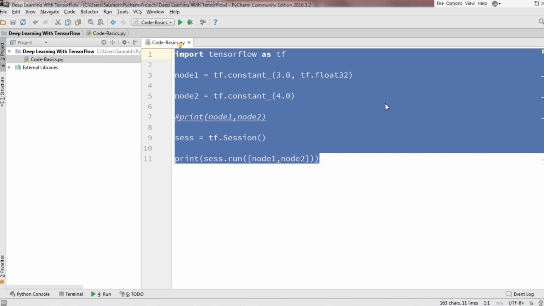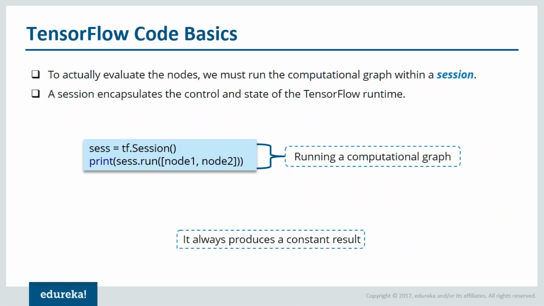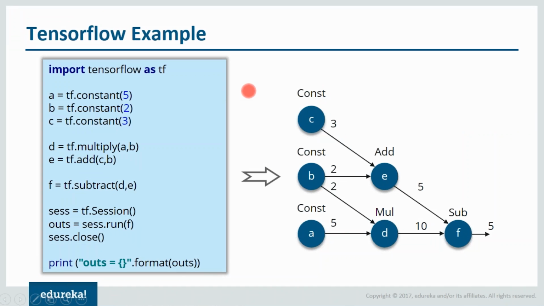Fine, so I'll again open my slides. One thing you must have noticed here is that it will always produce a constant result, right? So how do we avoid that? We saw how to run a computational graph as well. Now let me explain it to you with one more example. In this example we take three constant nodes A, B, and C, and we perform certain operations like multiplication, addition, and subtraction. Then we run the session, and finally we close it. And this is how the diagram looks.